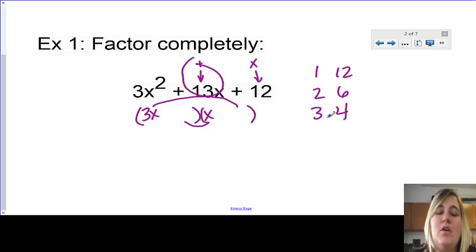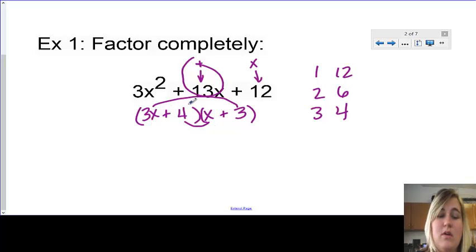So let's say if I put a 3 here, that would give me 3x times 3, which is 9x, and this would give me 4 times x, which is 4x. So if I put 3 here, they both have to be positive because this is positive, or they would both have to be negative, but since they're both positive, they're both going to be positive. So this is my factored answer, and I can check that by FOILing it out.